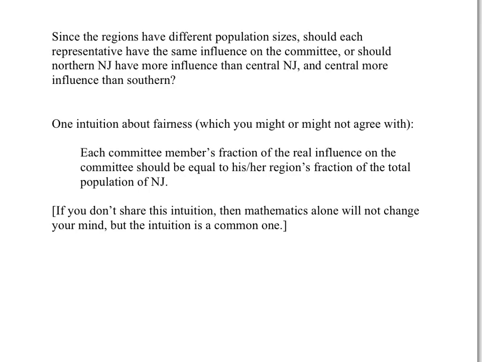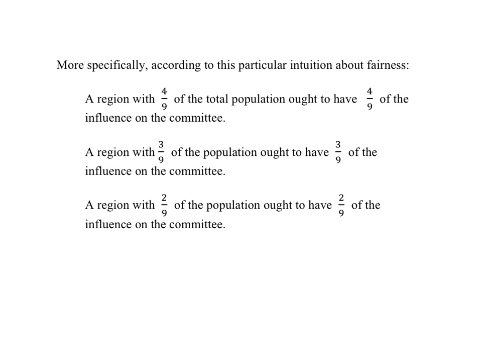Okay? If you don't share this intuition, math alone is not going to change your mind, but this is a very common intuition. So more specifically, according to this intuition about fairness, a region with 4/9 of the population should have 4/9 of the power. If you have 3/9 of the population, you should have 3/9 of the power, and if you have 2/9 of the population, you should have 2/9 of the power, 2/9 of the influence. What exactly 2/9 of the influence on the committee means we'll come back to, but this proportionality, your power, your influence should be proportional to your share of the population. That is a common intuition, and we want to explore that.